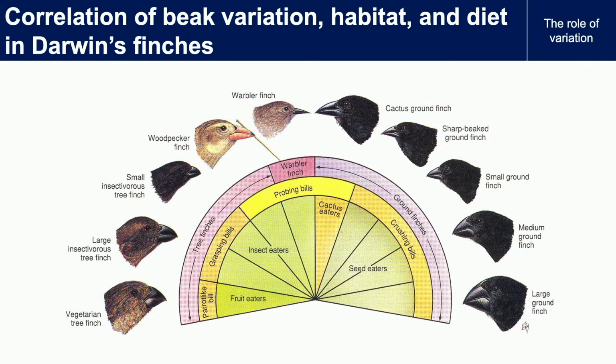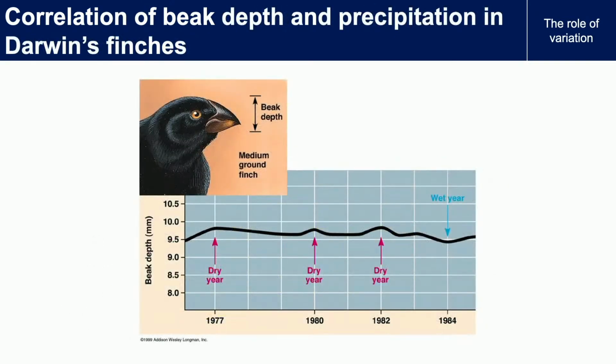You go around these different kinds of finches, and they can be organized by what they eat: seed eaters, cactus eaters, insect eaters, fruit eaters, and by their habitat in the tree, on the ground, et cetera. So there's a lot of correlation there. And you've probably heard all of that before. What most of you probably haven't heard is there's another correlation, too, that's been observed, and that is there's a correlation of beak depth and precipitation. So what's beak depth? That's the height from top to bottom of the beak.